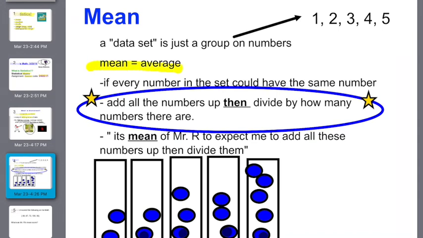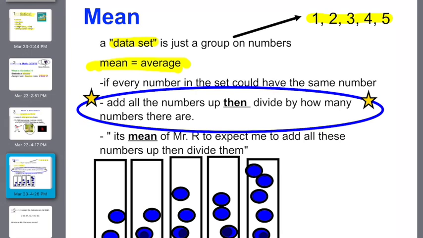One second here. Let's take a look here. A data set. Really all that a data set is, is just a group of numbers. So 1, 2, 3, 4, 5 would be an example of a data set. Okay? So a data set is just a group of numbers. Mean is just the average. So if you have an idea of what the word average means, you have a good idea what the word mean means.